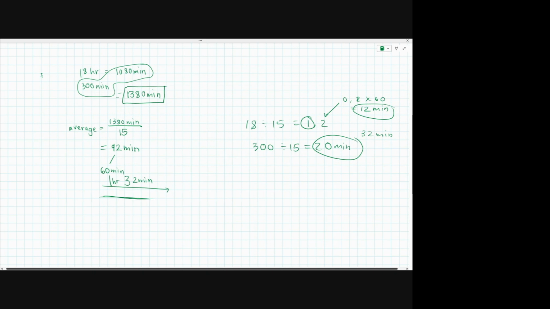Because I think I did add the hours, so I did get 18 hours. But I think I didn't change it into minutes. So like I said, you don't have to change it into minutes. This is if you did separate hours and minutes. This is the hour calculation. This is the minute calculation. And then you can just put it all together at the end. So would I still get my mark for the 18 hours? Yeah. Because I would imagine the mark allocation is probably 18 divided by 15, 300 divided by 15, final answer.